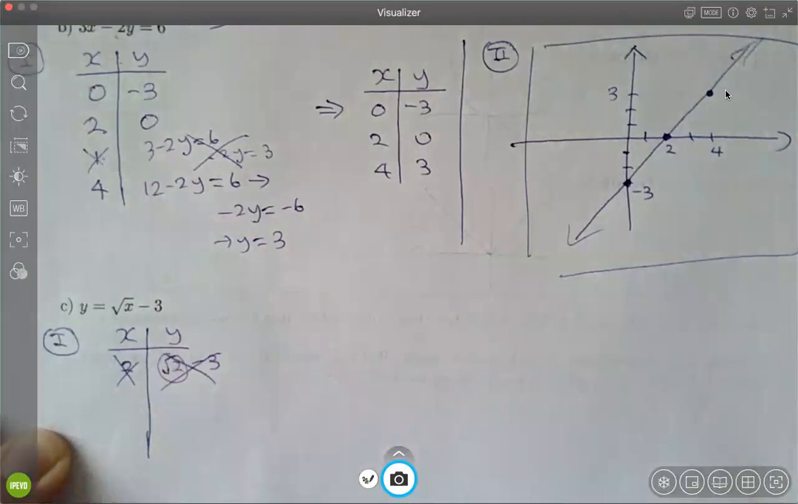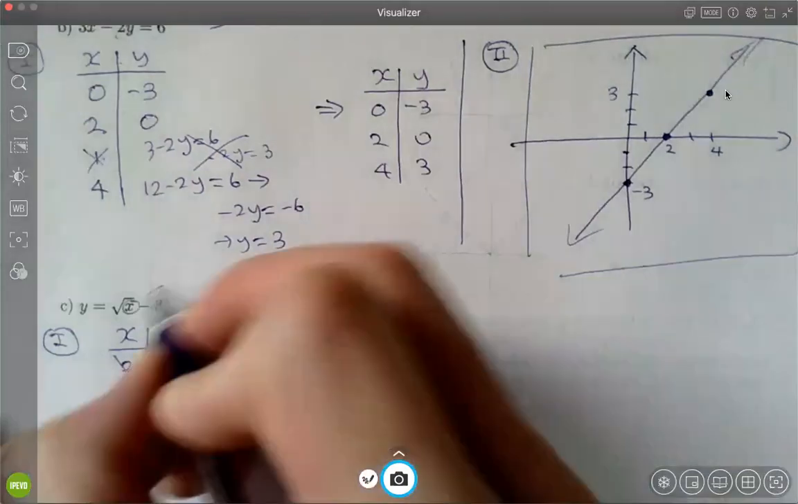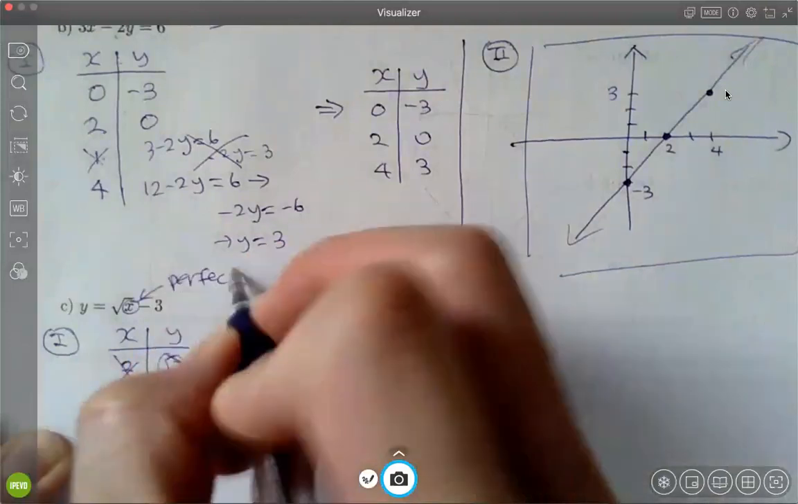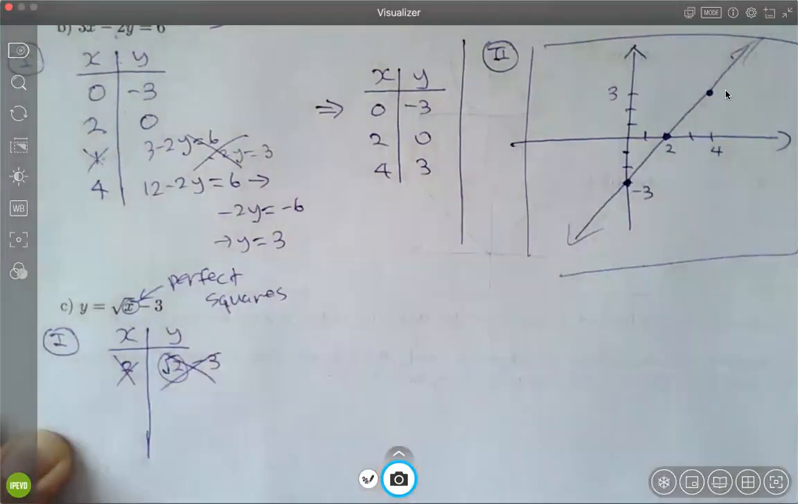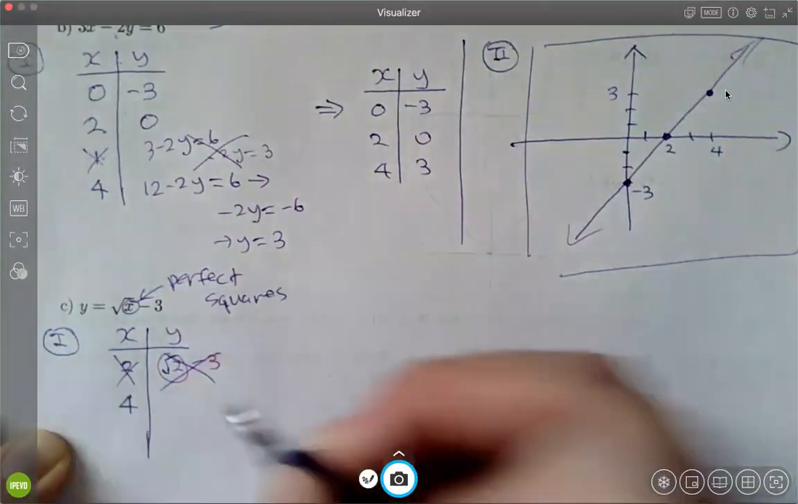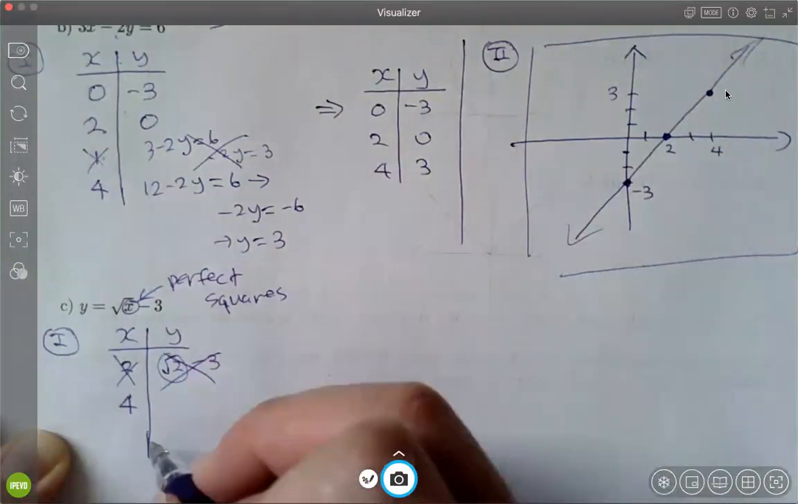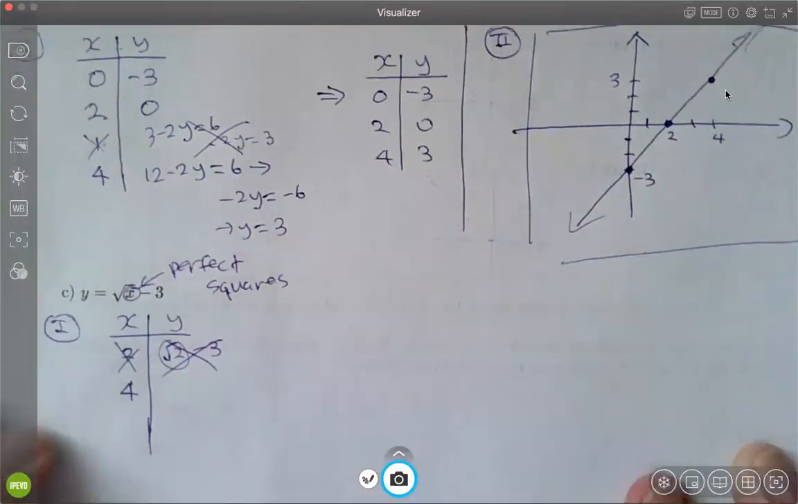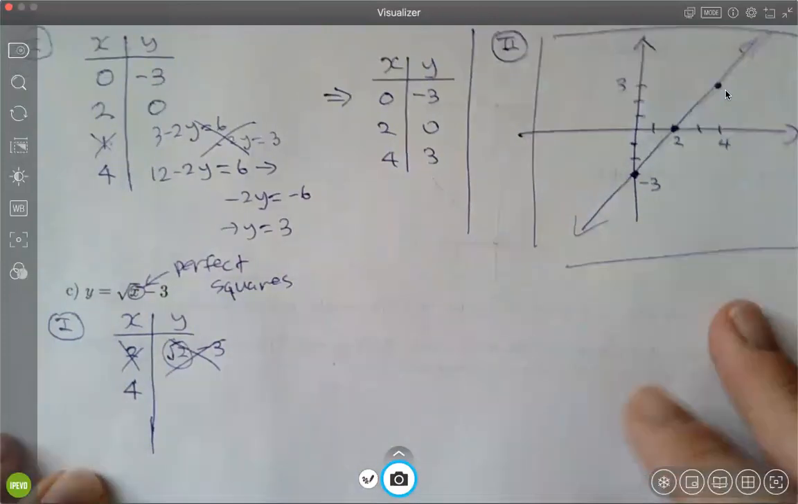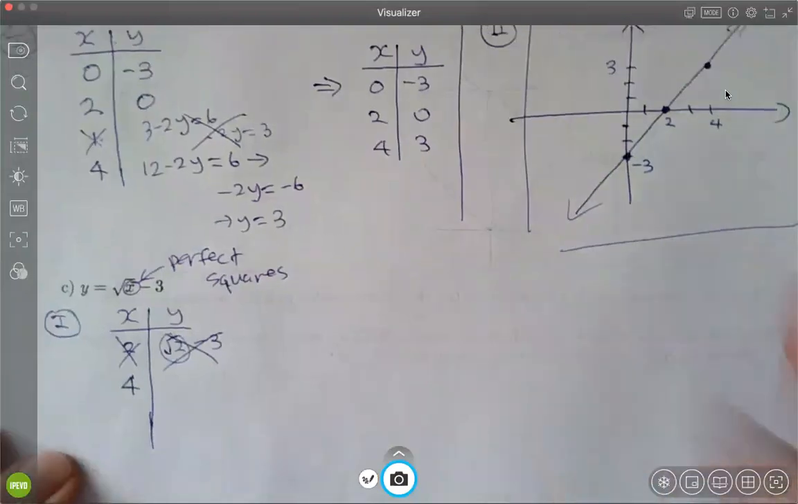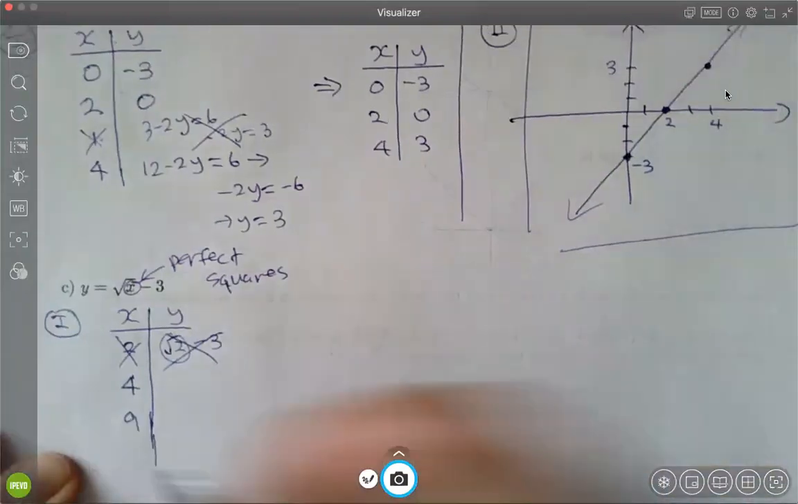So what can you deduce? You have to choose what? Perfect squares, right? Okay, so what are some examples of perfect squares? 4. Okay, 4. So when x is 4, actually, let's evaluate y later. What are some other perfect squares that you can think of? 9. And 16. Okay.